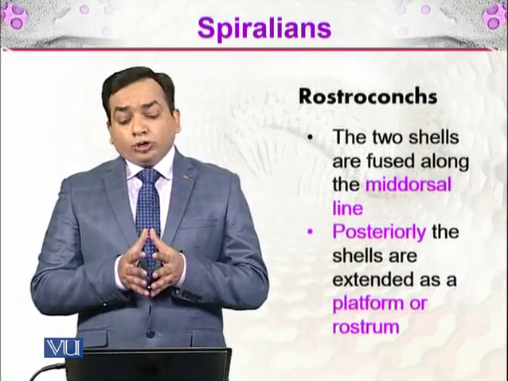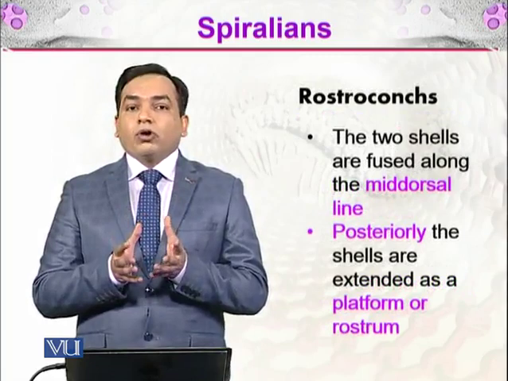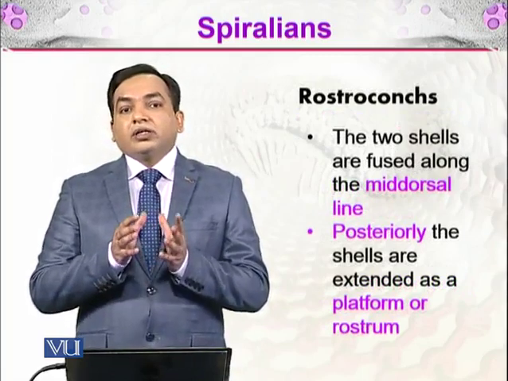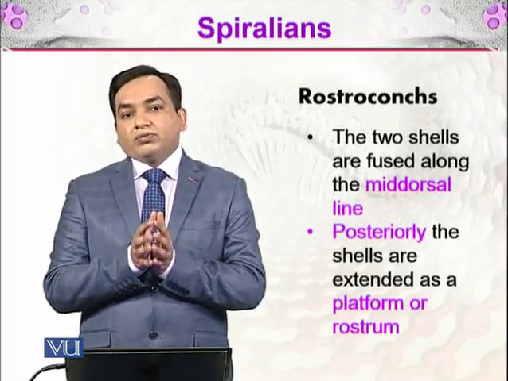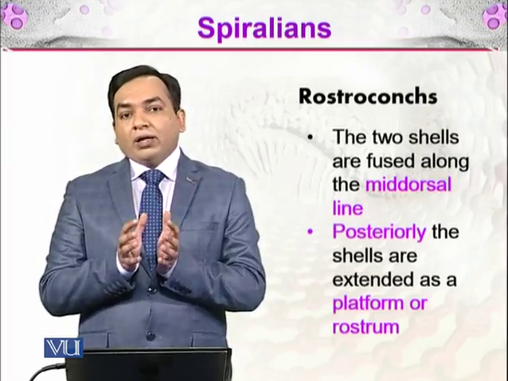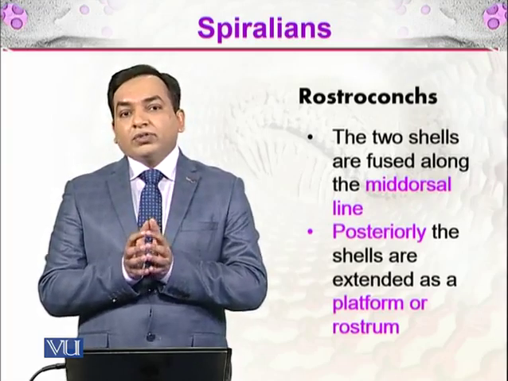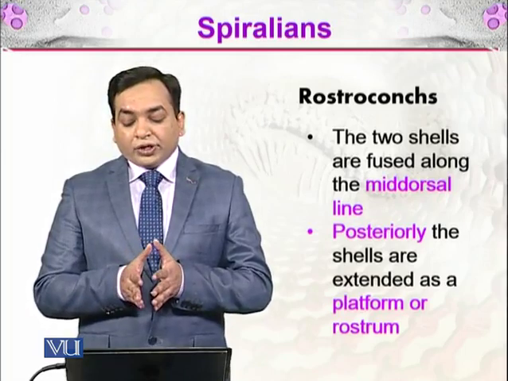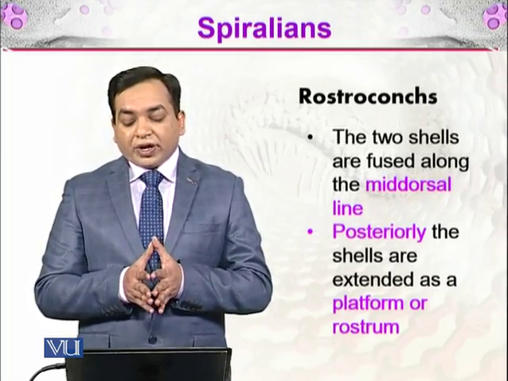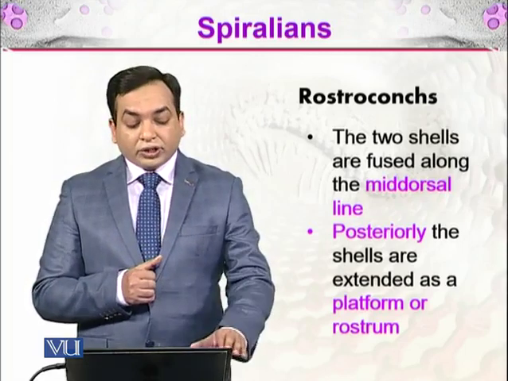So the two shells are fused along the middorsal line, right? The middorsal line is the line which is joining the two valves together. The line which is formed where both valves join together is called the middorsal line. And posteriorly, the shells are extended as a platform or rostrum, as we will see in the next diagram.